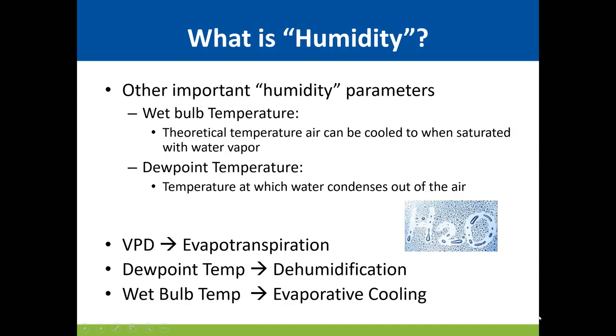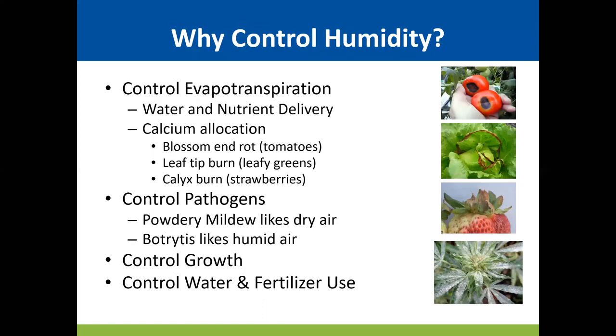Now, like I mentioned before, vapor pressure deficit is what drives plant evapotranspiration. Dew point temperature is what we mechanical engineers like to look at to determine dehumidification potential and capabilities. And again, the wet bulb temperature is related to the potential to do evaporative cooling. So why do we care, right? Why is controlling humidity so important for our plants?